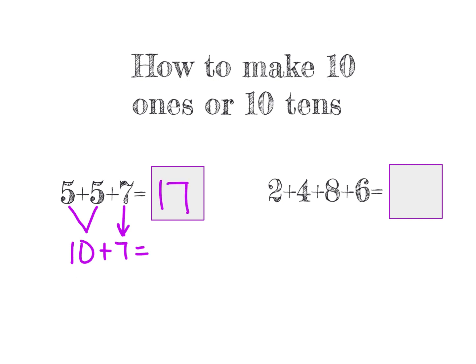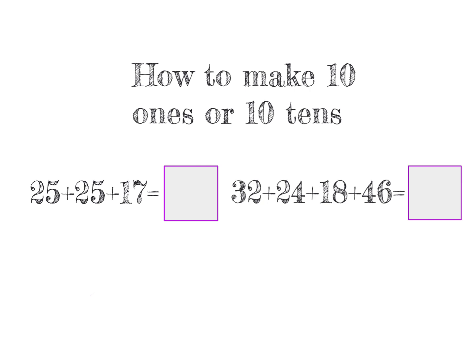Next, we'll be working with 2 plus 4 plus 8 plus 6 equals blank. Now we need to look at all 4 of these numbers and find some that equal 10. So we know that 2 and 8 equal 10. We also know that 4 and 6 equal 10. That gives us our new equation of 10 plus 10 equals 20.